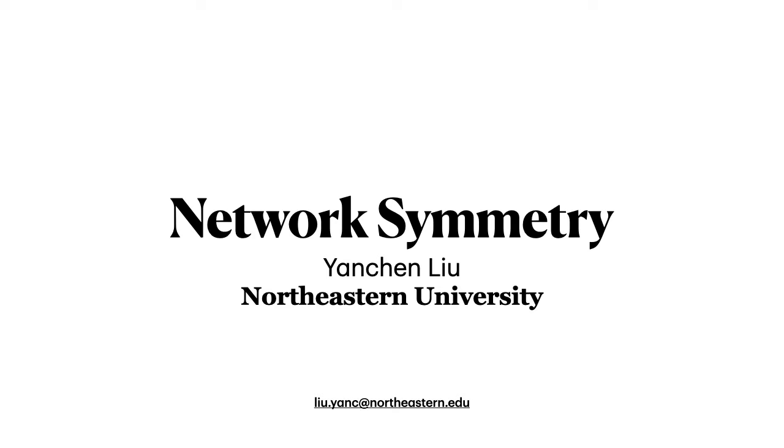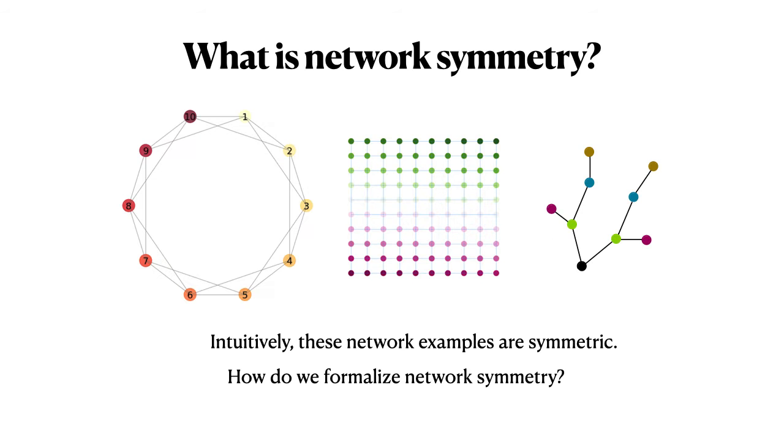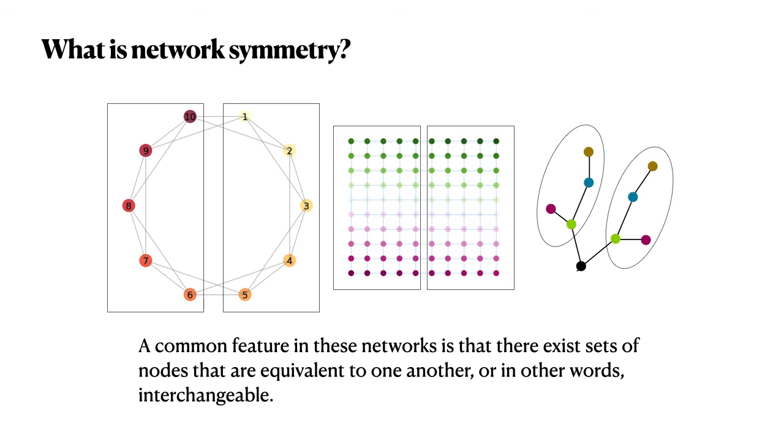Today I'm going to talk about network symmetry. So first of all, what is network symmetry? Here I'm showing 3 examples of networks that are intuitively symmetric to us. So the next question is, how do we formalize our intuition that they are symmetric?